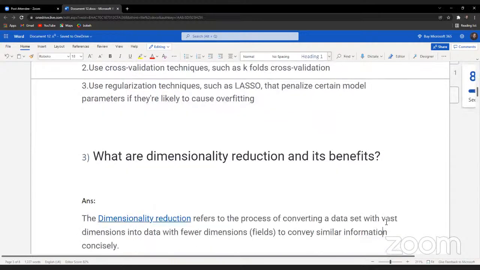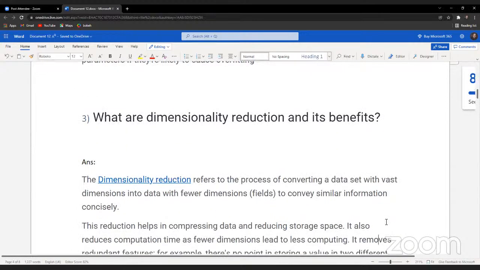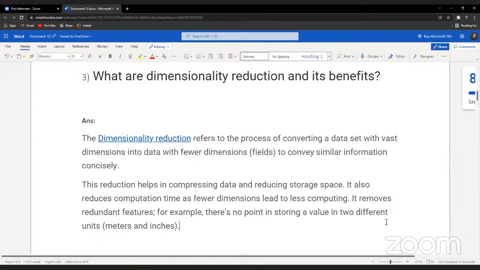Now, as we are looking into this, what is dimensionality reduction and its benefits? Basically, dimensionality reduction refers to the process of converting a data set with vast dimensions into data with fewer dimension fields to convey similar information concisely. Which means it basically converts the large dimensions of a data set into fewer dimensions. It compresses the dimensions.